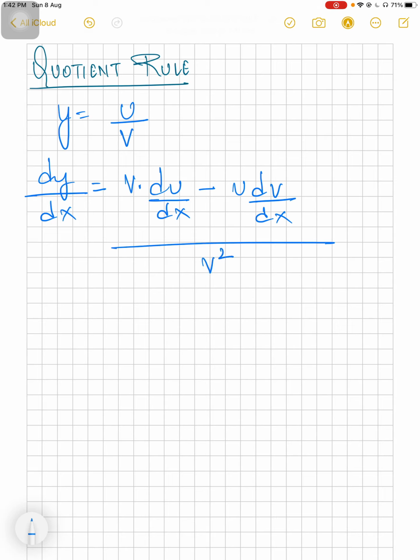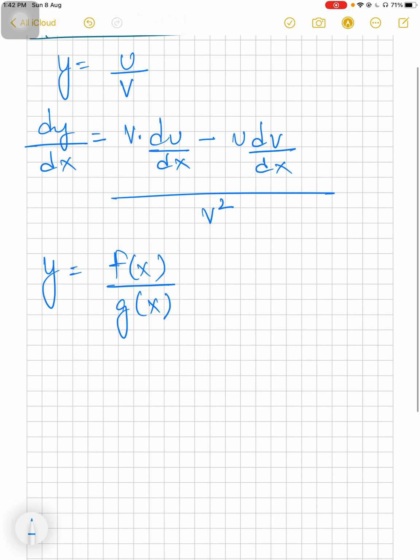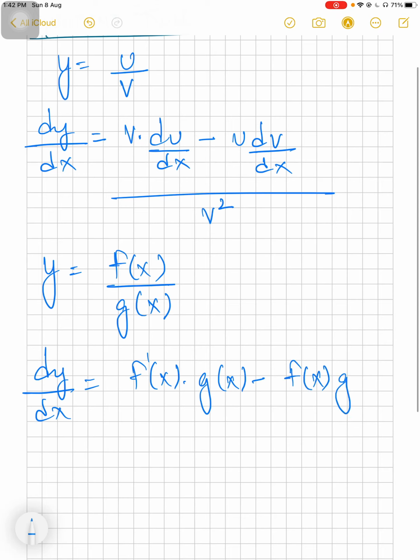If you want it in a simplified form, let's say y is equal to f of x by g of x, then dy by dx will be f dash of x times g of x minus f of x times g dash of x, whole thing divided by g of x whole square.